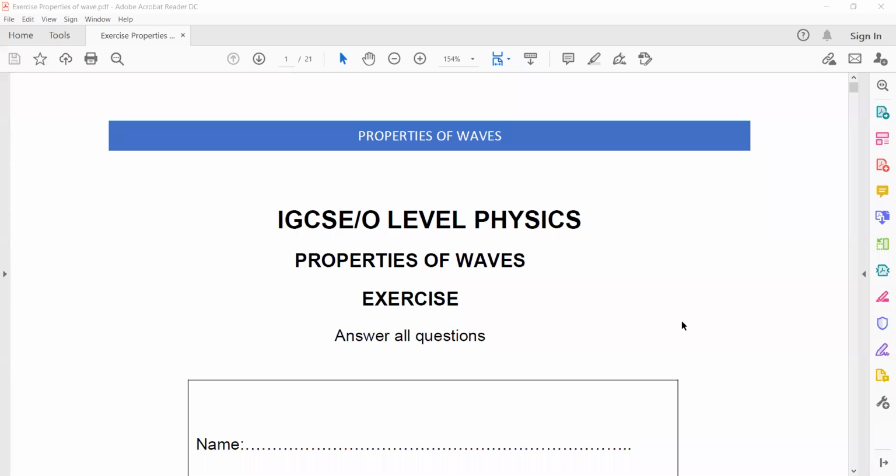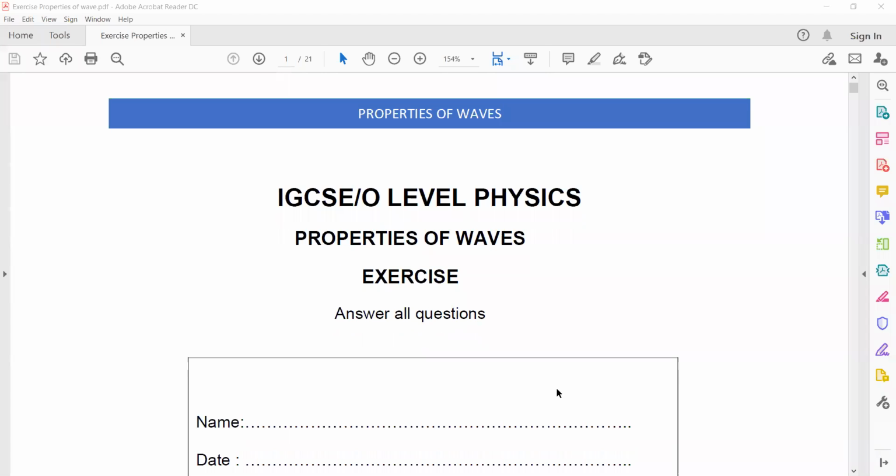First, I will discuss the doubts related to the last week homework, properties of the wave. Mention the question in which you have doubt, so I'll discuss that question. Properties of the wave exercise. Mention the question in which you have doubt. Question 3C.